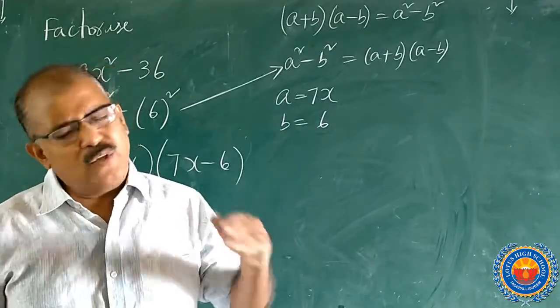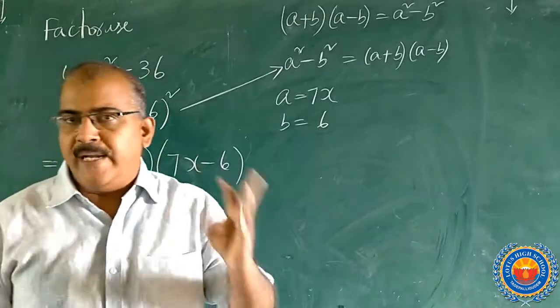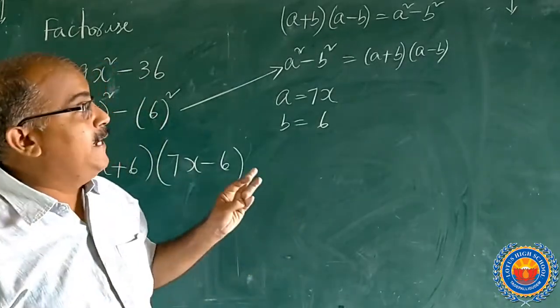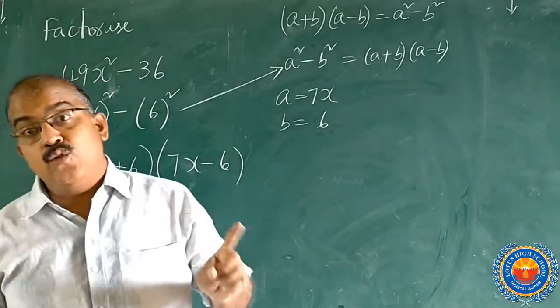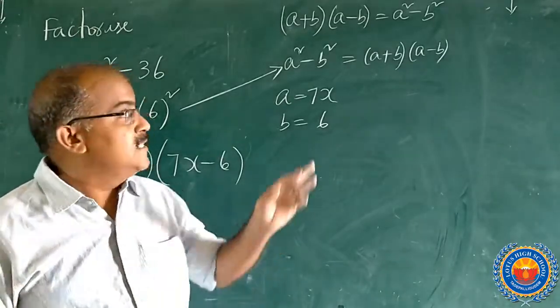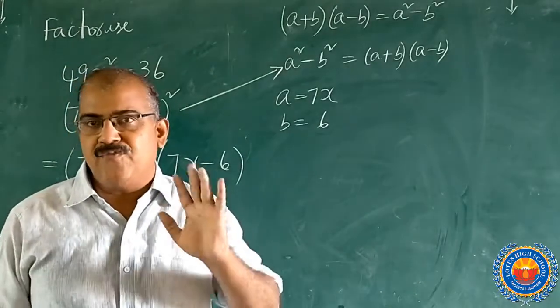The first factorization is okay. Mainly we completed 3 factorizations. One is a square plus 2ab plus b square. The other is a square minus 2ab plus b square. The third one is a square minus b square. 3 identities, 3 factorizations we learned.